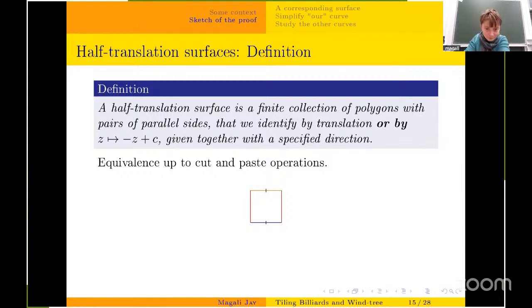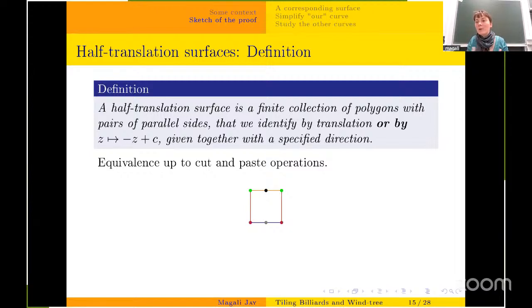Okay, so this is a half translation surface. And as for translation surfaces, we can study their moduli space. The singularities of the half translation surfaces have conical angles which are multiples of pi. So we can have either pi, like in this case, in the middle of the top and bottom side. Here we have an angle pi, here as well, here also, and here also.